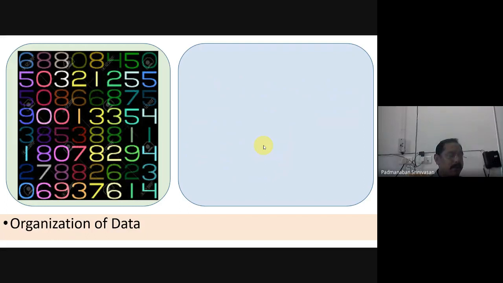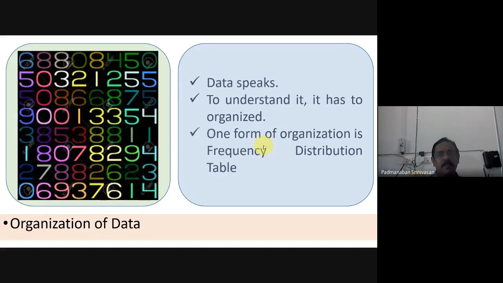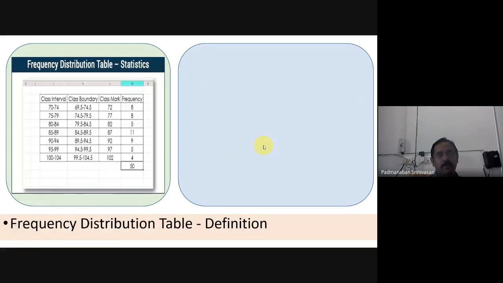On the left side you have the data, and data speaks. To understand this, we have to organize. And one form of organization is the frequency distribution table. That is the topic being discussed now. So we'll go for it. On the left you see the frequency distribution table. How to get it?